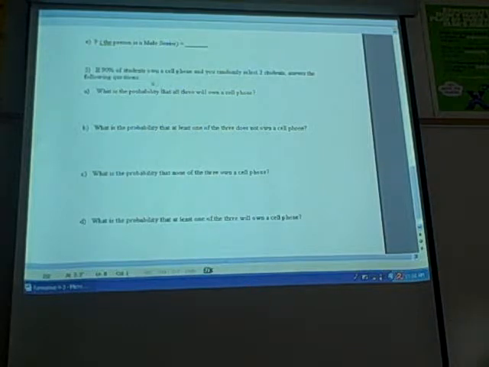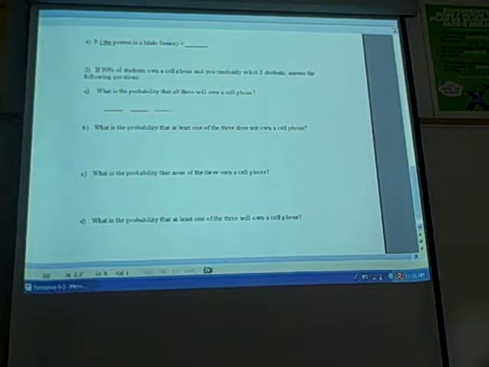Okay, number 5. Now this is a lot like what the beginning problems are going to be on lesson 4.4. If 90% of the students own a cell phone, and you randomly select 3 students, answer the following questions. What's the probability that all 3 will own a cell phone? So you have 3 people. I'm just going to make 3 blanks here.